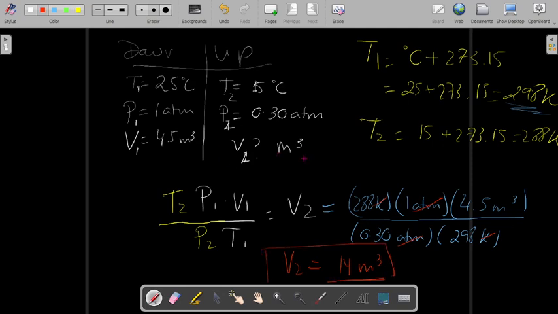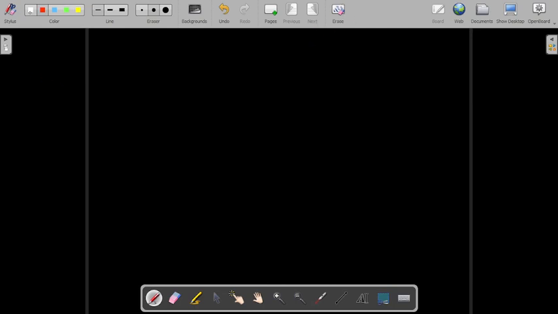Okay, so this is 14. I should put it here, 14. This is the answer. And remember to square it so I can find it on your page. So what happened here? The volume went up because the pressure and the temperature decreased. Okay, so let's clear this and do the second section. And remember, if you have questions, ask.